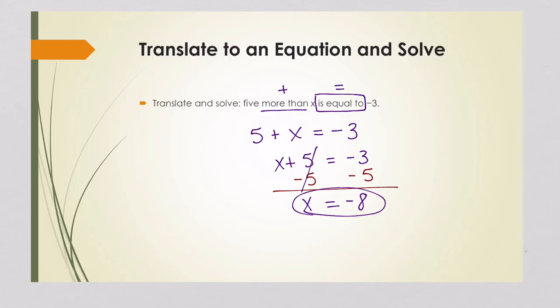Can I check this work as well? I sure can. So I would do 5 plus negative 8. Does that equal negative 3? Signs are different, so I have to subtract and keep the sign of the larger number. Negative 3 does equal negative 3, so I feel like this is the correct answer right here.